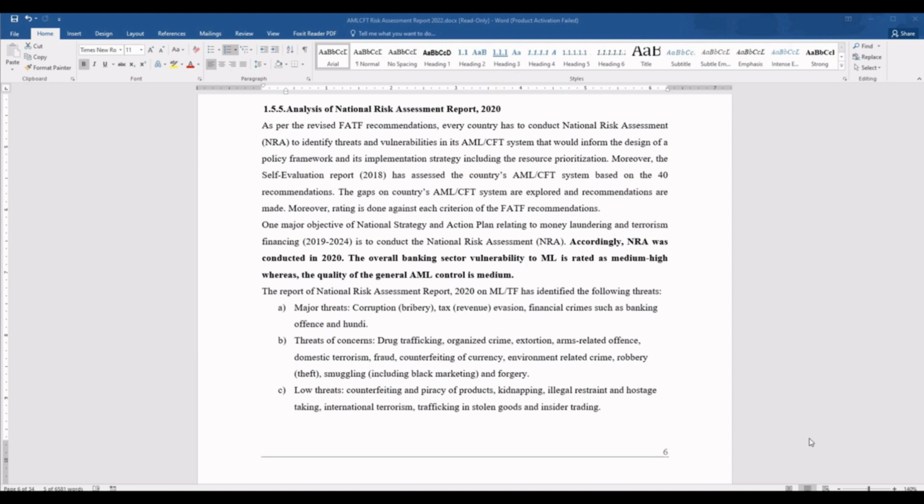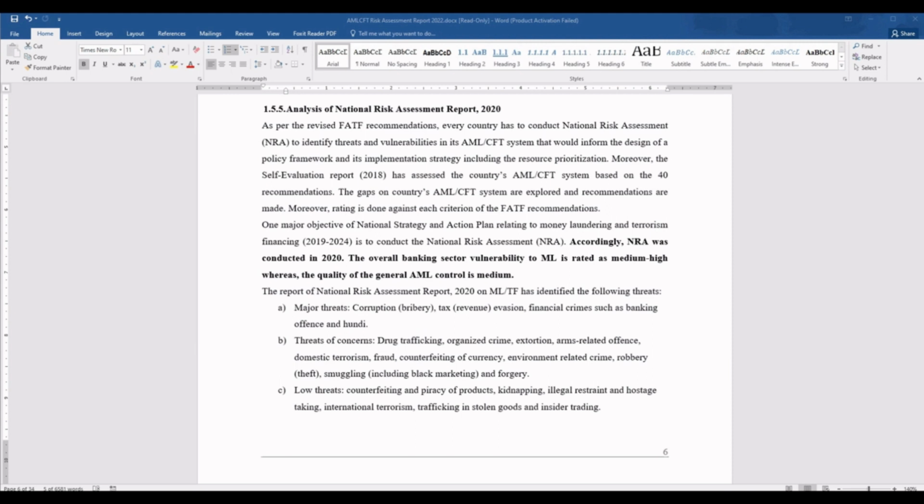National Risk Assessment is a process undertaken by countries to identify and assess the money laundering and terrorism financing risk that the country faces. The National Risk Assessment Report helps countries to understand their specific money laundering and terrorism financing threats, vulnerabilities and potential impacts. It involves analyzing the various sectors, entities and activities that could be exploited for illicit purposes.